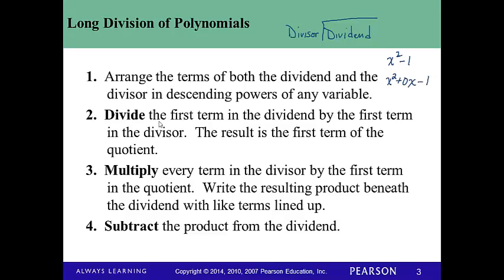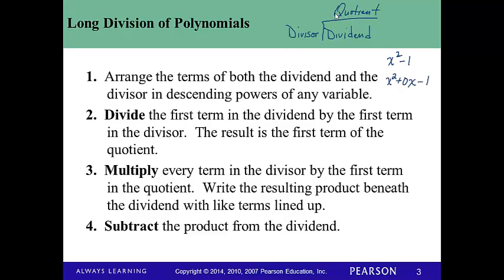Then step 2 says divide the first term in the dividend by the first term in the divisor. The dividend is the polynomial that goes underneath the divide symbol, and the divisor is the polynomial on the outside. The quotient is your answer that's being formed on the top. So divide the first term in the dividend by the first term in the divisor. The result is the first term in the quotient.